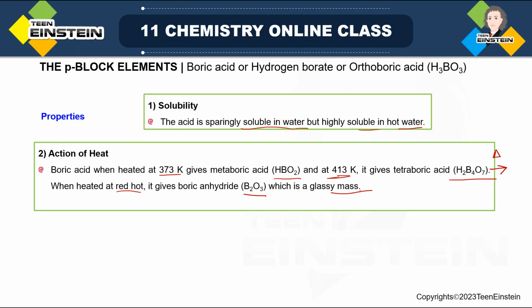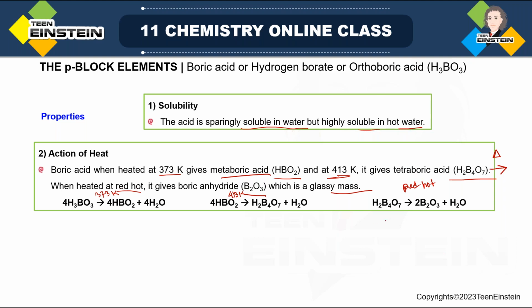Now this B2O3, remember, it has some glassy type of appearance. So first heating, you are getting metaboric acid, this one. Then the second heating at 413, this is 373, and this is red hot, very high temperature. Ultimately, you are getting B2O3, fine.